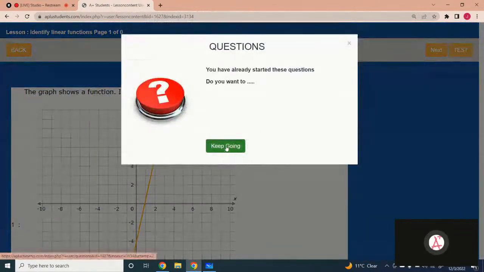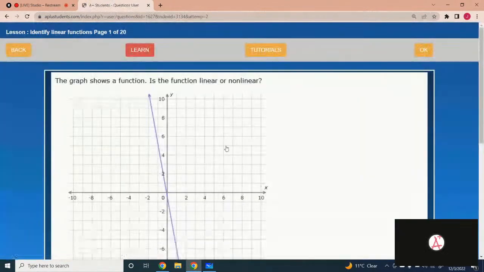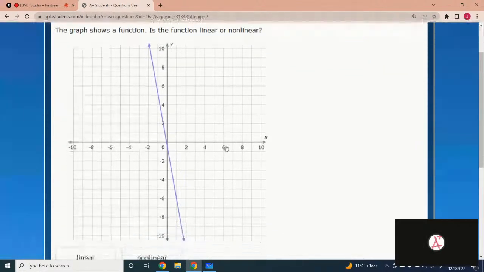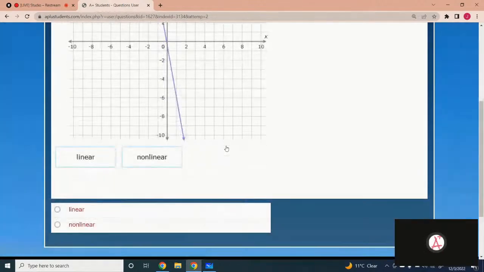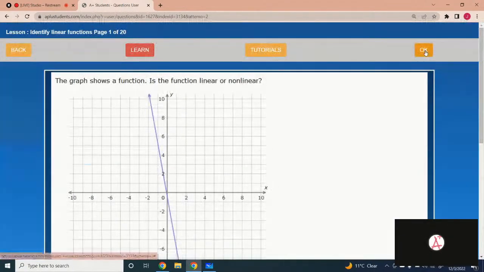Let's start with the test questions. The graph shows a function. Is the function linear or non-linear? Which is the correct option? Linear functions are the functions whose graphs are a straight line. The one that is given is a straight line, so yes, it is a linear function. The answer is linear. Got it, everyone?